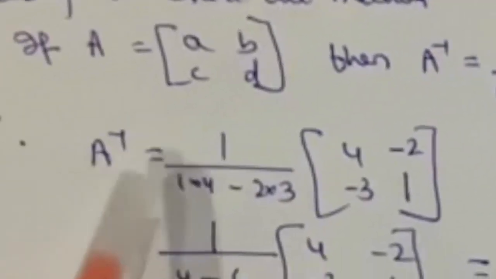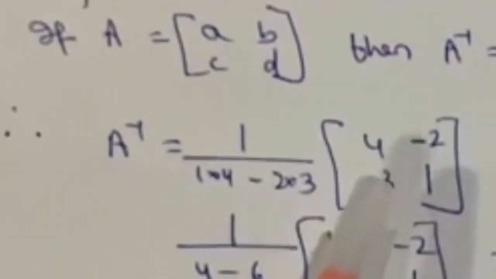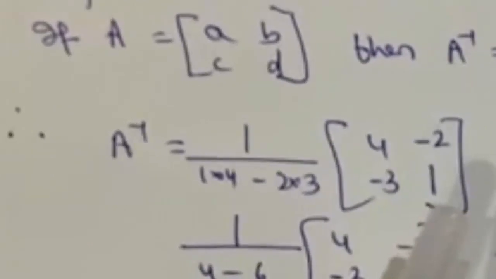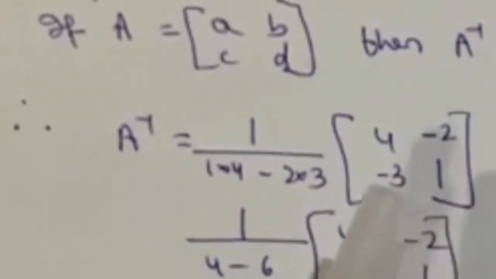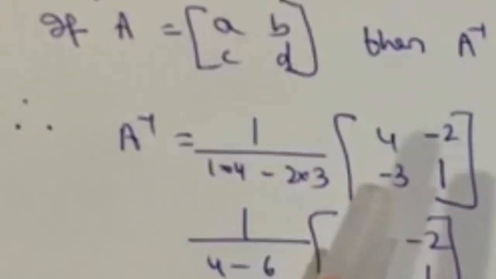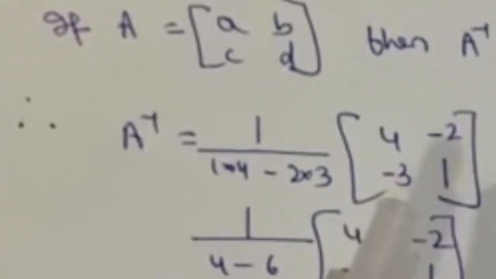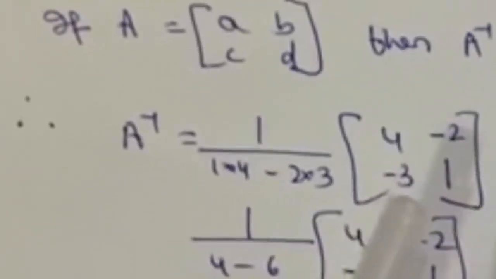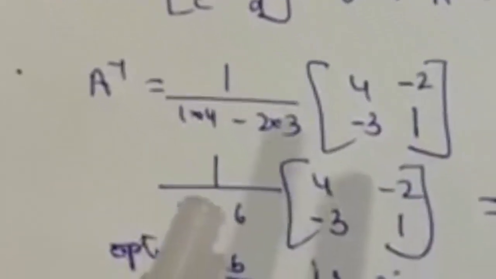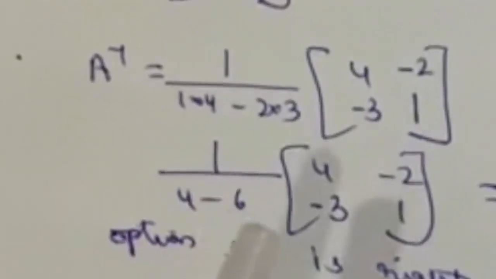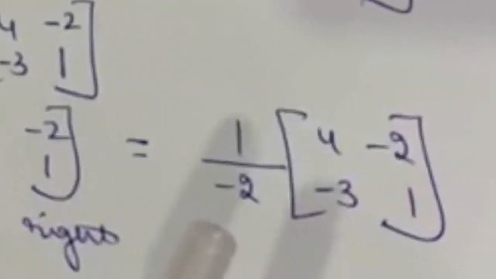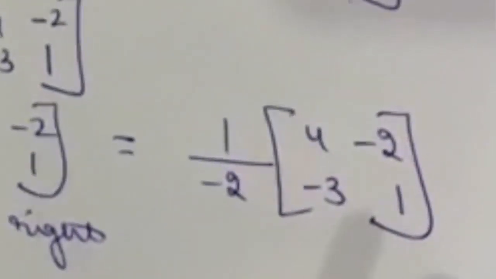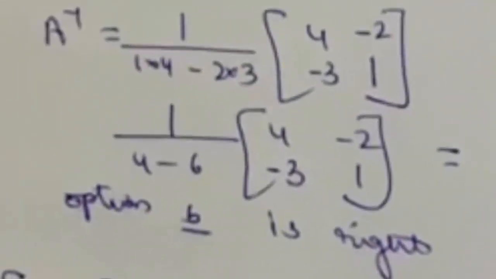Therefore, A inverse is 1 upon 1 into 4 minus 2 into 3 into the matrix 4, minus 2, minus 3, 1, where 4 and 1 are obtained by interchanging the elements in the diagonal, and minus 2, minus 3 are obtained by multiplying the non-diagonal elements with minus 1. So, the resultant answer is 1 upon 4 minus 6 into the matrix 4, minus 2, minus 3, 1, which is equal to 1 upon minus 2 into the matrix 4, minus 2, minus 3, 1. Therefore, the option B is right.